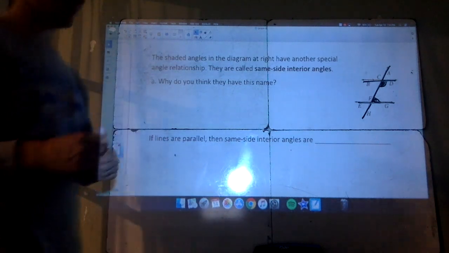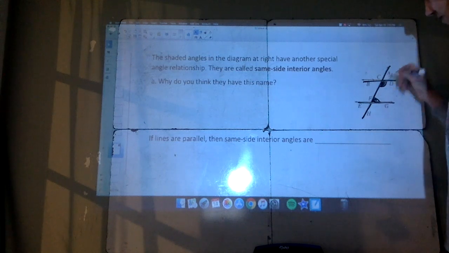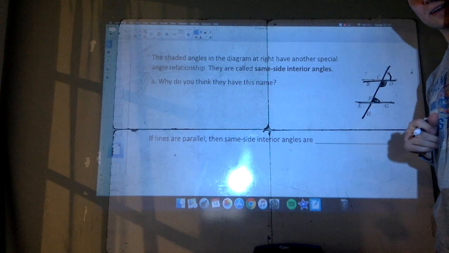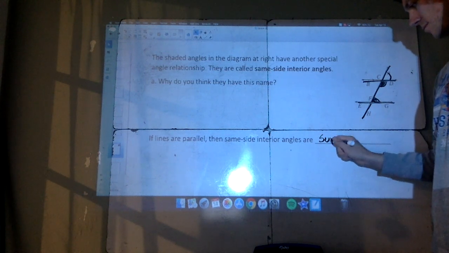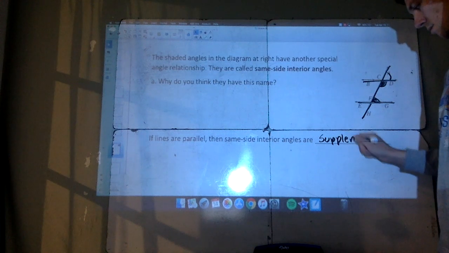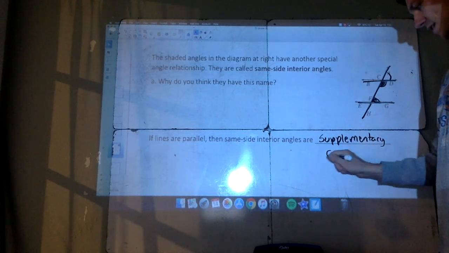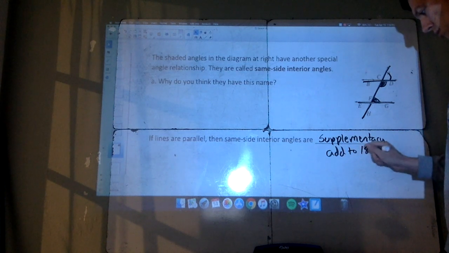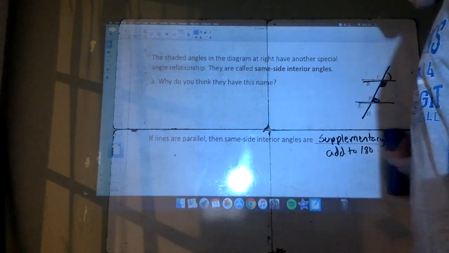So if lines are parallel, then same side angles are, well, what's our relationship here? If we slide this angle up, that means those two angles add to 180. So we say supplementary, which means they add to 180 degrees.